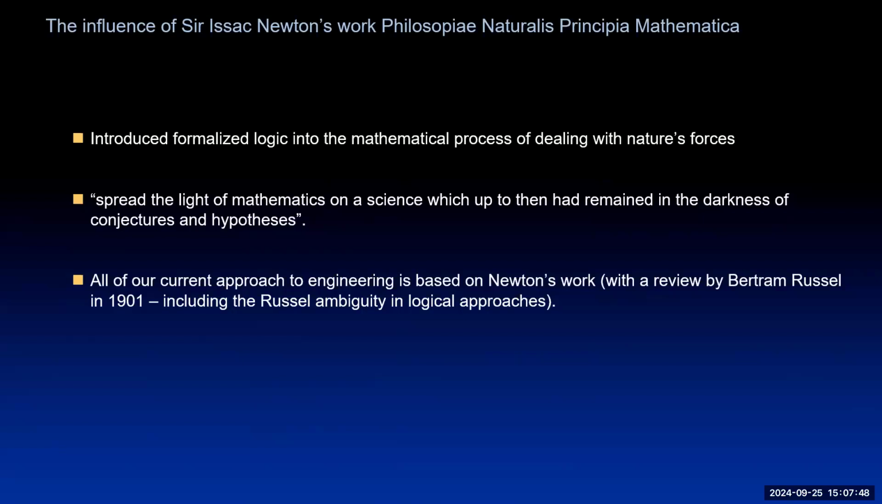So Newton actually produced something really rather good. He introduced formalized logic into the mathematical process of dealing with nature's forces, and said that in that publication, is spread the light of mathematics on a science which up until then had remained in the darkness of conjectures and hypotheses. So all of our current engineering is based on Newton's work, with a review by Bertrand Russell in 1901. That's what we use today until we start flying aircraft, flying spacecraft to other planets.